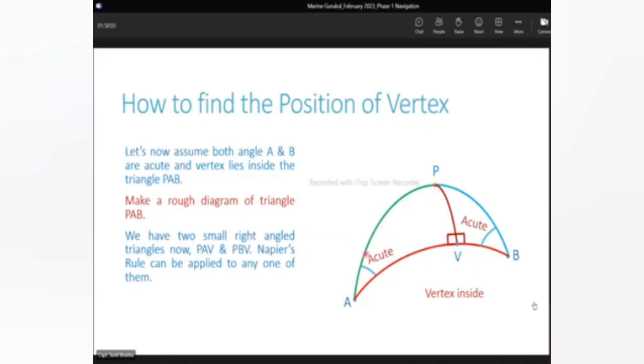One of them is Papa Alpha Victor, PAV. It's a right angle triangle having a right angle at the vertex. And the second triangle is Papa Bravo Victor, having a right angle at Victor. Since both of them are special spherical triangles, we can apply Napier's rule to any one of these triangles.